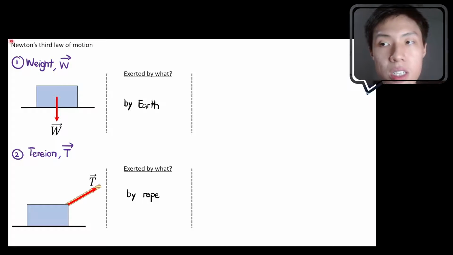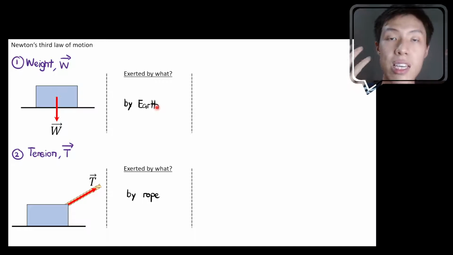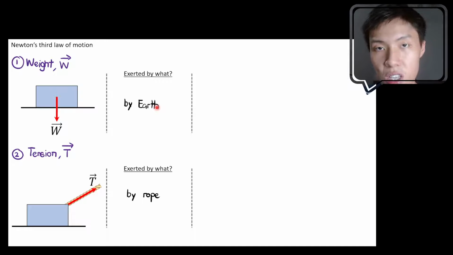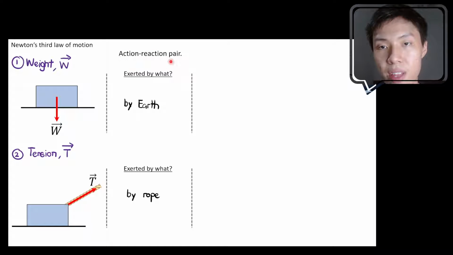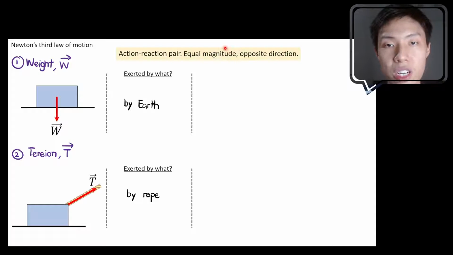Knowing Newton's third law, you know that if the Earth is exerting a force on the block, the block should also exert a force back on the Earth, because any forces have to exist in pairs. If the Earth is exerting a force on the block, the block should also exert another force on Earth. And these two forces should have equal magnitude but opposite direction. So what does that tell us? If we have an action-reaction pair, the pair should have equal magnitude and opposite direction.